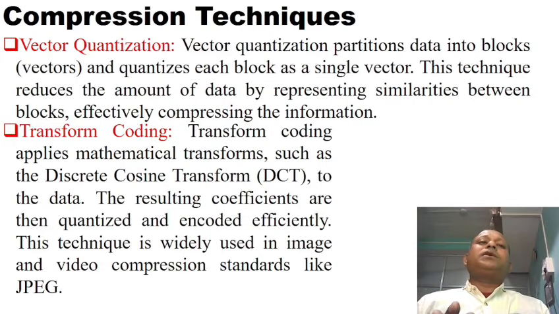And another compression technique is transform coding. Transform coding applies mathematical transforms, such as the discrete cosine transform, DCT, to the data. The resulting coefficients are then quantized and encoded efficiently. This technique is widely used in image and video compression standards like JPG and MPG.